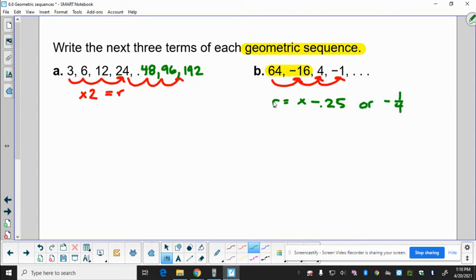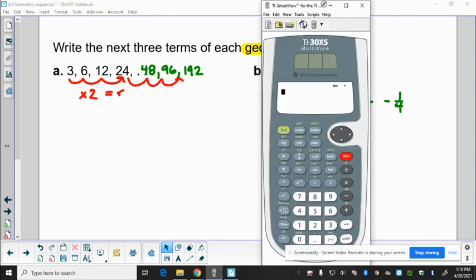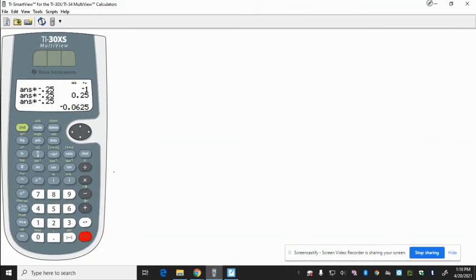So if I go to my calculator, I should be able to extend this sequence. I'm going to start with 64, and I'm going to multiply by negative 0.25. Here we go. 64 goes in my calculator. I'm going to multiply that by negative 0.25. And I should start to see my numbers for my sequence, which I do. So negative 1, 0.25, 0.0625. All right, now I'm having a problem with my calculator here.